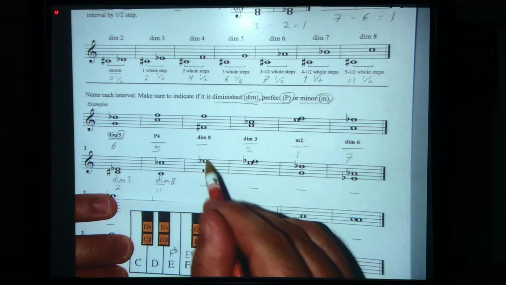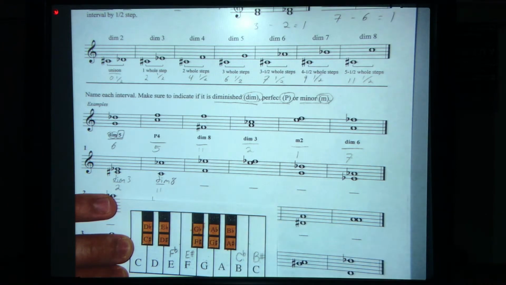Number 3. We've got an F up to an E flat. F up to an E flat. So let's go ahead and count on our keyboard. F. Okay. 1, 2, 3, 4, 5, 6, 7. Start back down here. 8, 9, 10. 10 half steps.